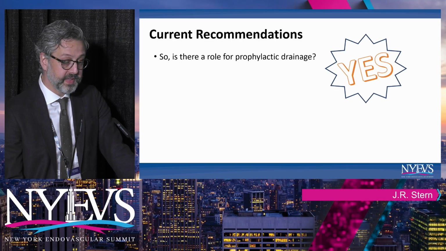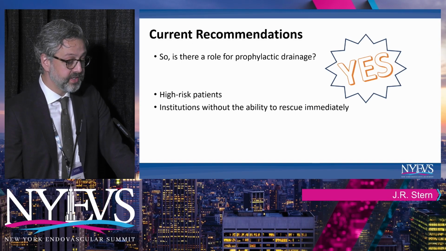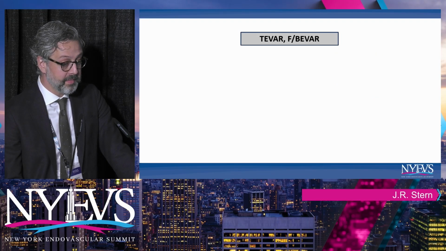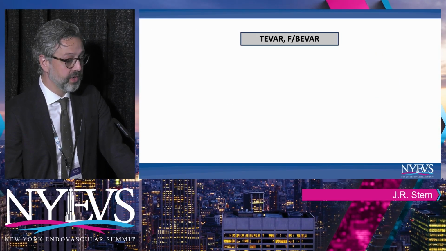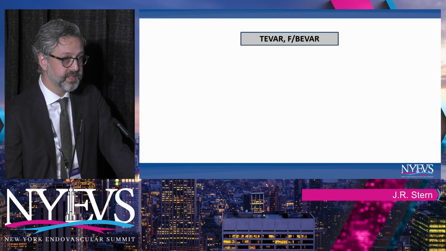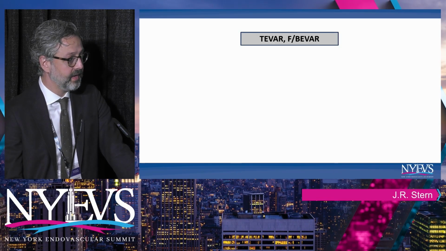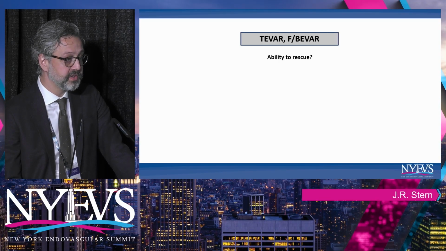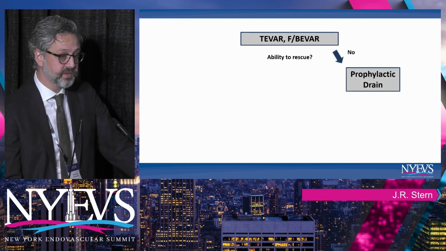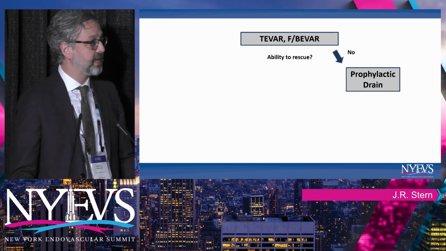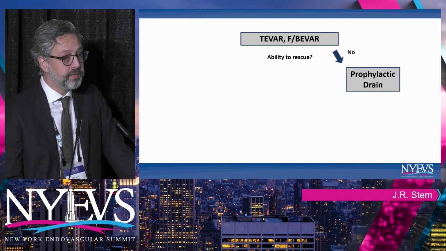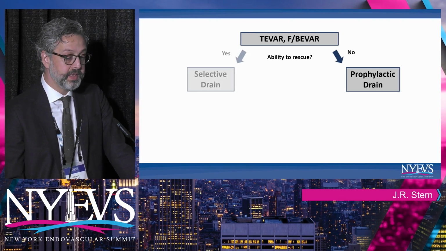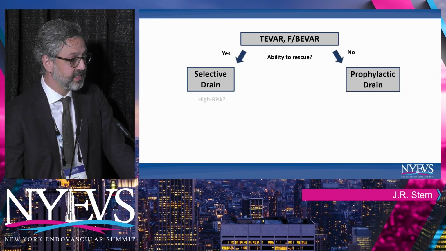I would say there is a role for prophylactic drainage in high-risk patients and in those institutions without the ability to rescue. And so I came up with this schematic because I too like flow diagrams. So if you're doing TVARs or fenestrated branch devices for thoracoabdominal or thoracic pathologies where you think there's a risk of SCI, the first question you need to ask yourself is, does your institution have the ability to rescue this patient? And if the answer is no, I think you should be placing prophylactic drains the night before, the day before, maybe the morning of, but making sure there's no bloody tap and making sure that patient is as protected as they can be. If you do have the ability, then I think you can employ a selective strategy.